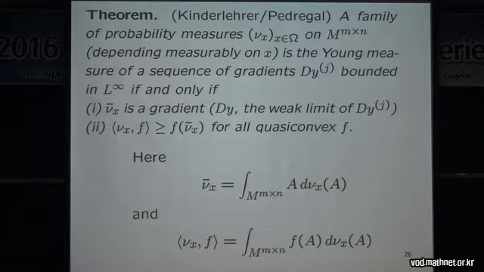So it is bigger than or equal to F of the center of mass of the measure. So this shows you that, at this kind of microgeometry, quasi-convexity is deeply implicated in this business.